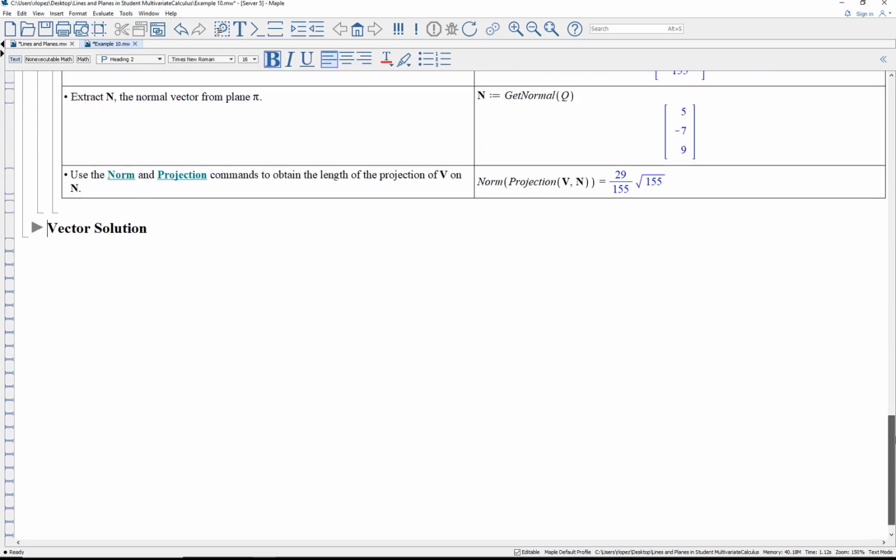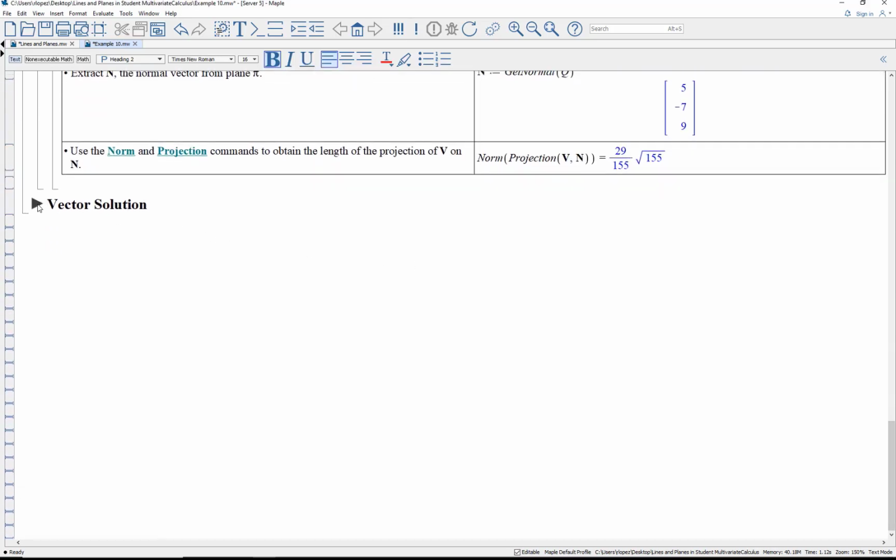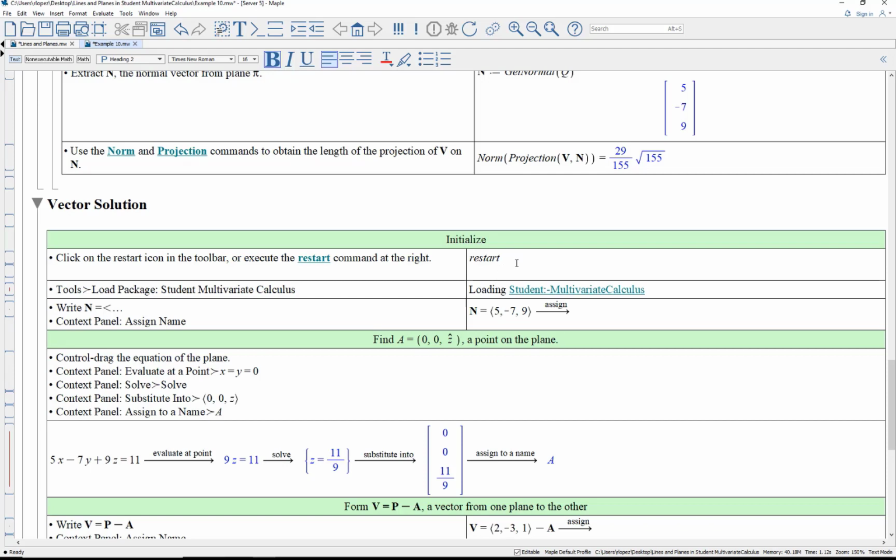The traditional vector solution can be implemented as follows. I did a restart to clear memory, so I put back the package and define the normal vector. Just read off the components from the equation of the plane. You need to find a point on the plane. Here's the trick for finding a point on the plane. Pick an x, y pair. I picked 0, 0. Substitute that back into the equation of the plane. I used evaluate at a point to do that.